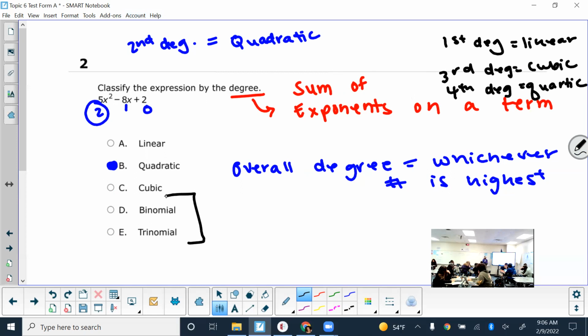The binomial and trinomial, that's not classifying by degree. It's classifying by what? By number of terms. So if you said that this is a trinomial, I mean, it is a trinomial, but it said classify it by degree. So that's why.